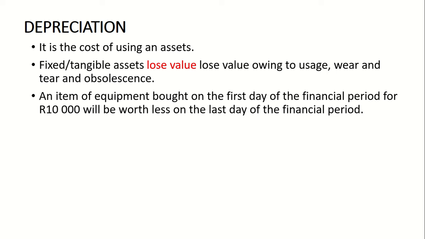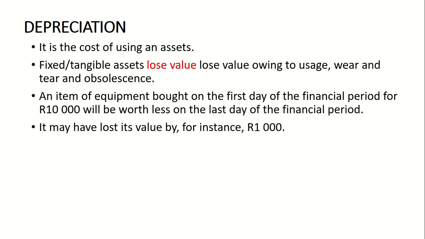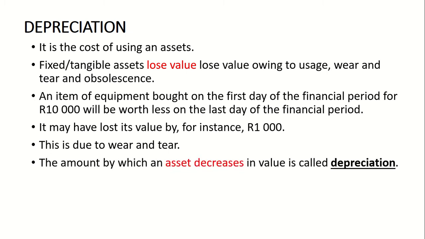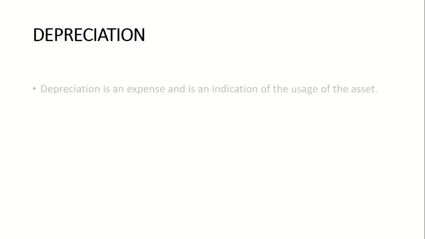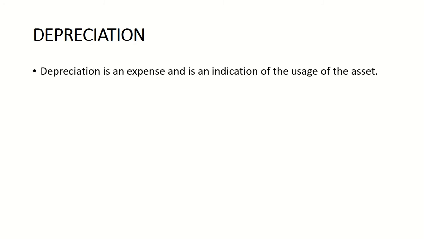That is because you've been using it. As you use your asset, it will lose value. It may have lost its value by, for instance, 1,000 rand. This is due to wear and tear because when you use an asset or any other item for that matter, it wears out as time goes. The amount by which an asset decreases in value is called depreciation, and I did say it is simply the cost of using the asset. Depreciation is an expense and an indication of the usage of the asset.